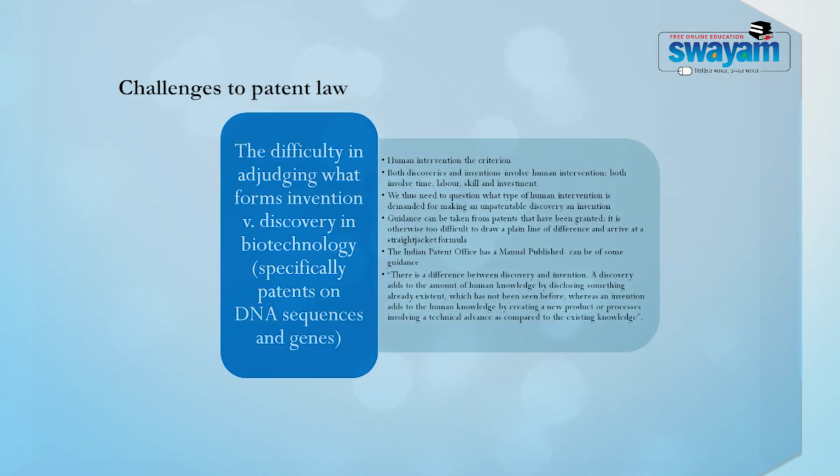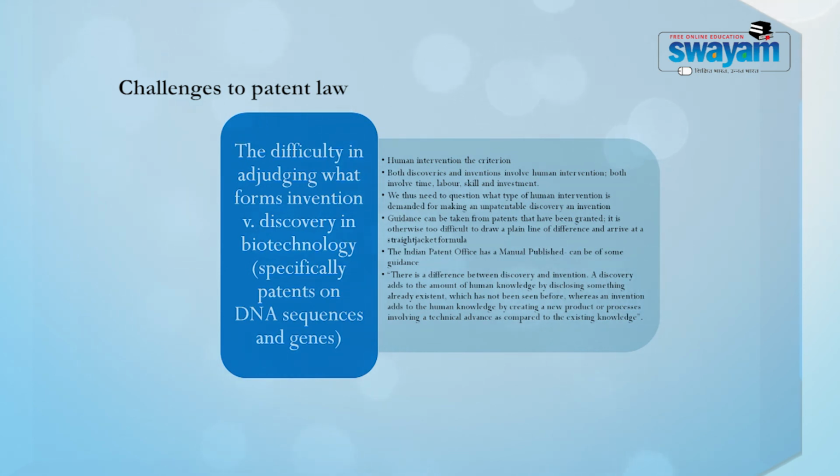There is difficulty in adjudging what forms invention vis-a-vis discovery in biotechnology, specifically in relation to patents on gene sequences or expressed sequence tags. Primarily the argument is that there is a human intervention criterion. Both discoveries and inventions involve human intervention, involve time, labor, skill and investments. How do you distinguish? We thus need to ask the question, what type of human intervention is demanded for making an unpatentable discovery and an invention? Guidance can be taken from patents that have been granted. It is otherwise too difficult to draw a plain line of difference and arrive at a straitjacket formula.